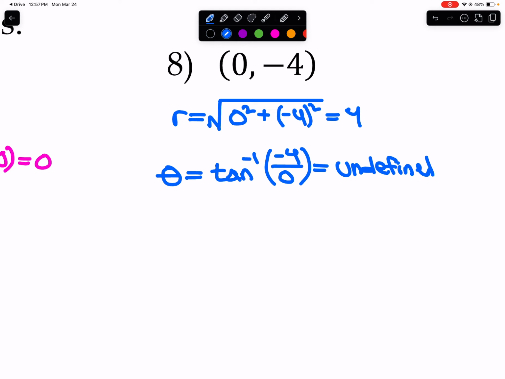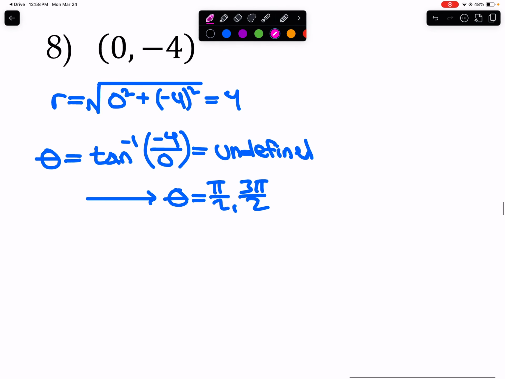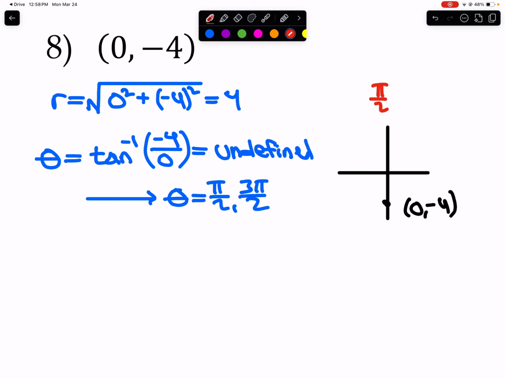So you have to ask yourself, where is tangent undefined? Tangent is going to be undefined at pi over 2 and 3 pi over 2. But if you look at the original coordinate, I want 0, negative 4. I know pi over 2 is going straight up, and I know 3 pi over 2 is going straight down.